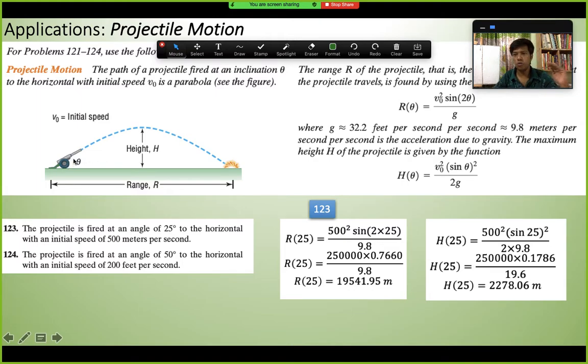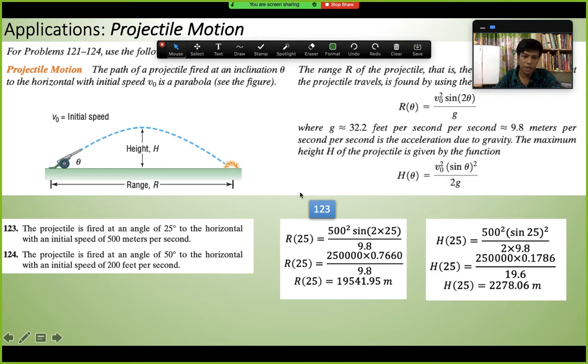Projectile means if you throw something at some angle, then you will see that in our real life, you throw something, it goes there and then it comes back. Just like this object, you throw something, it goes up and then it comes back and hits at a point. So some projectile equations are given, r of theta equals this and h of theta equals this. This is the range function, this is the maximum height function. So this is the height function.